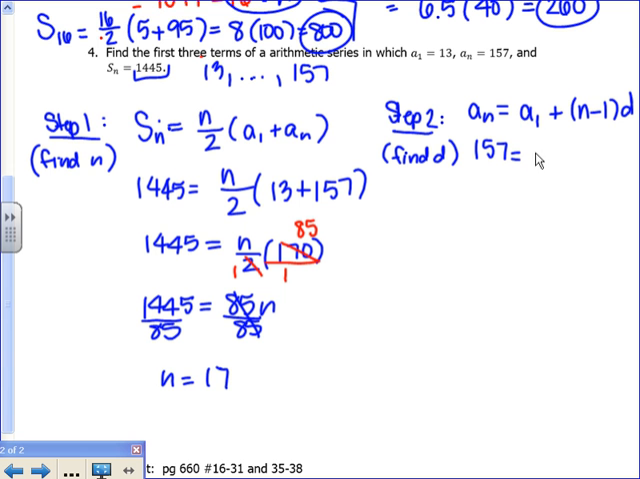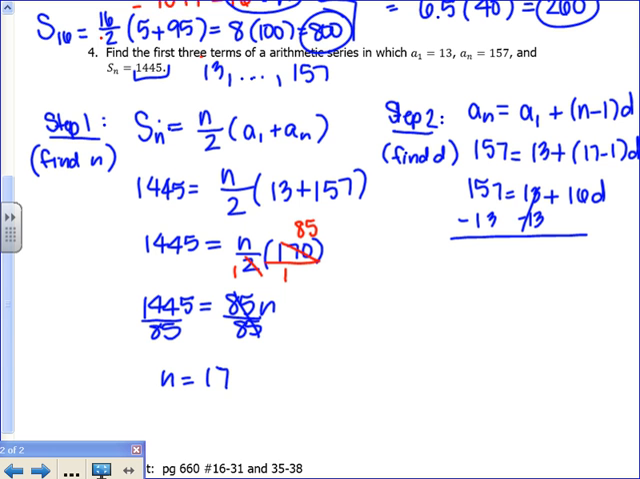I'm just filling in what I know. a sub 1 is 13. I know my n is 17, so 17 minus 1, and then I don't know my d, so my d is going to stay a d. So solving this, 157 equals 13 plus, I'm going to simplify 17 minus 1 just as 16d. I'm going to subtract 13 because I'm trying to get d by itself. And that's going to leave me with 144 equals 16d. Divide by 16. And it looks like d equals 9.